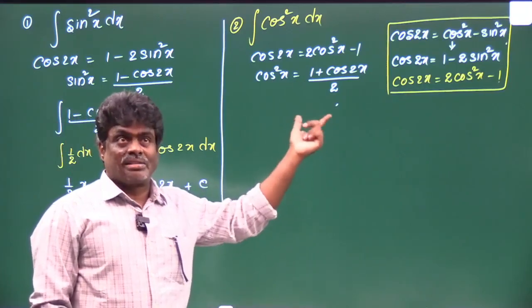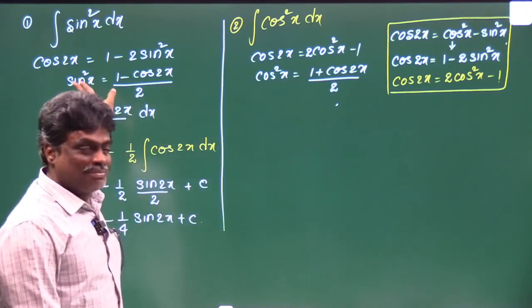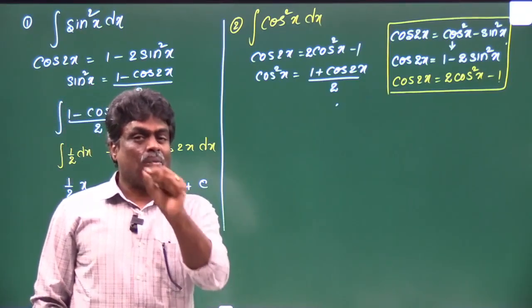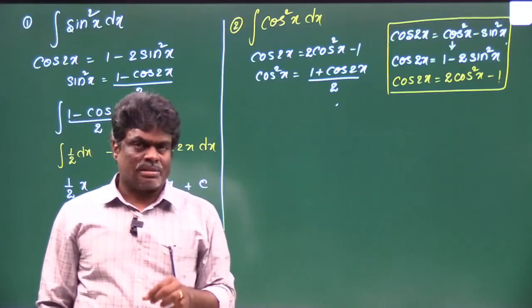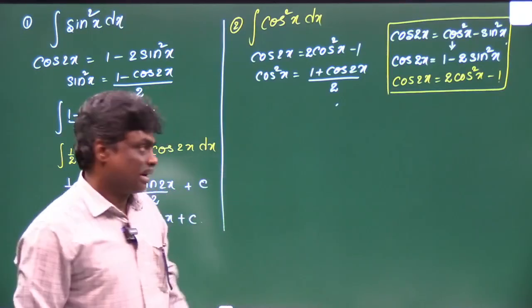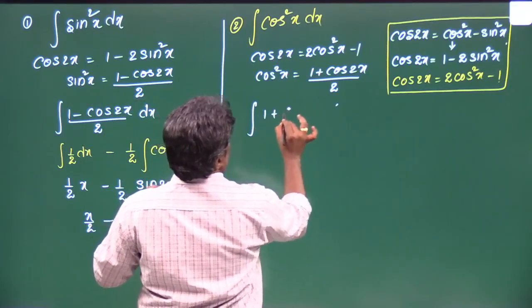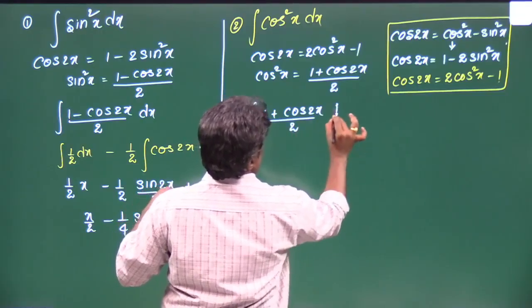Cos square x, cos is even, sine is odd. Sine square x, sine is an odd function. That's why sine square x is 1 minus cos 2x by 2, and cos square x, cos is an even function, so 1 plus cos 2x by 2. Just remember it like that. Substitute: integral of (1 plus cos 2x by 2) dx.